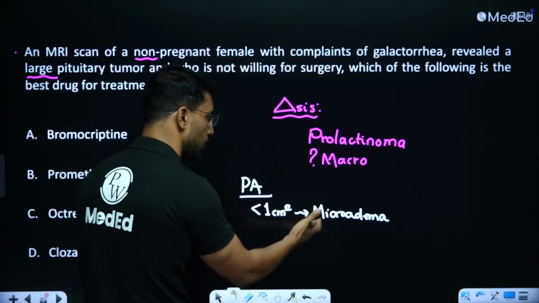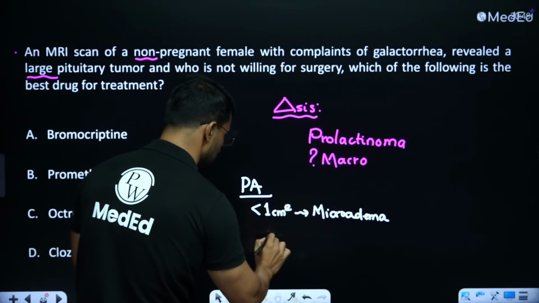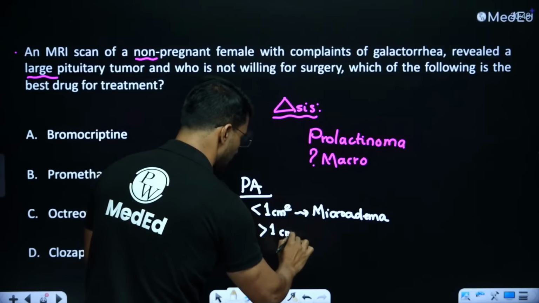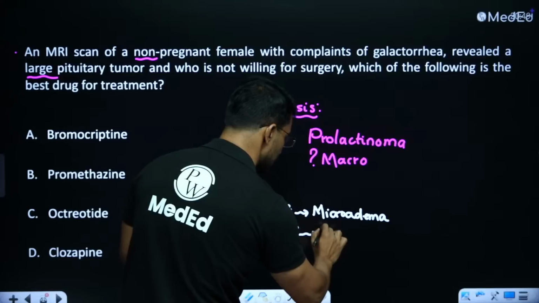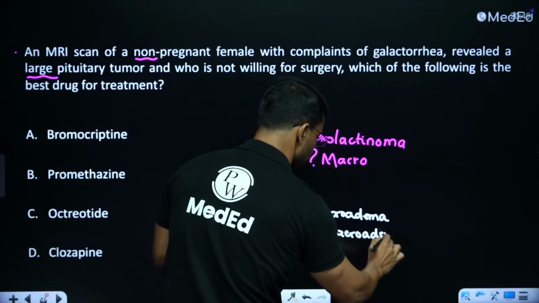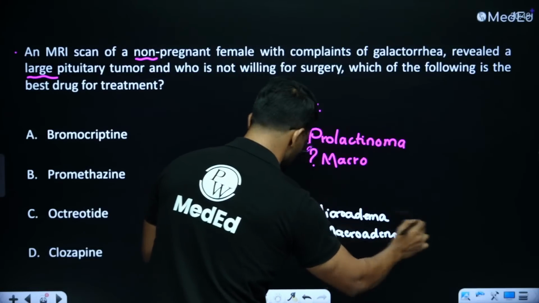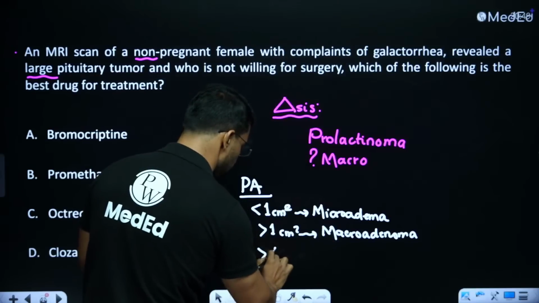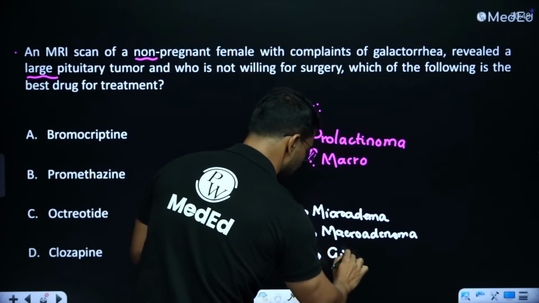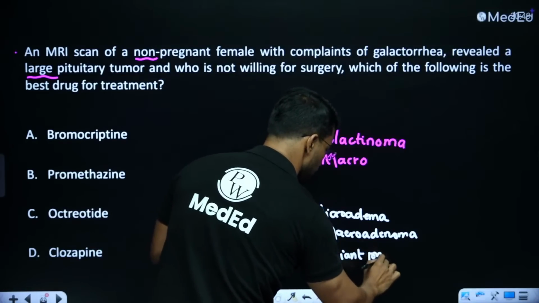If it is prolactinoma, you can call it a microprolactinoma, right? If it is more than 1 centimeter up to 4 centimeters, we will call it a macroadenoma. And if it is more than 4 centimeters, it will be called a giant adenoma or a giant prolactinoma, if it is prolactinoma.